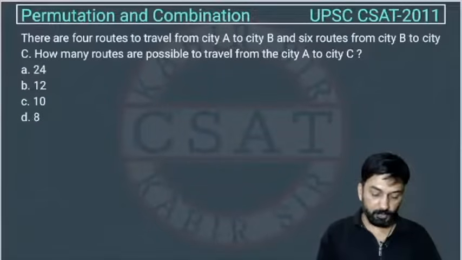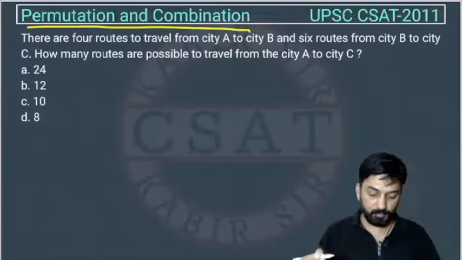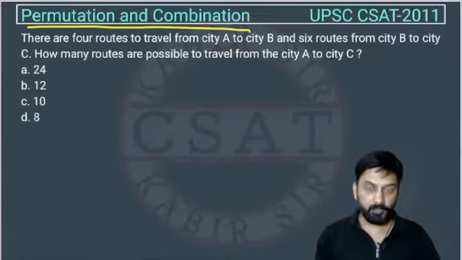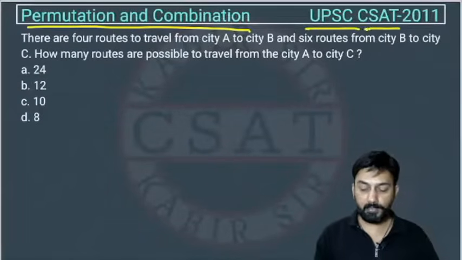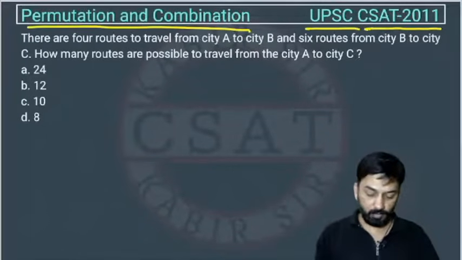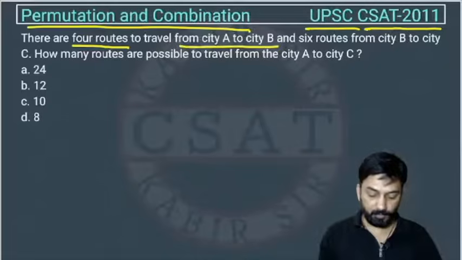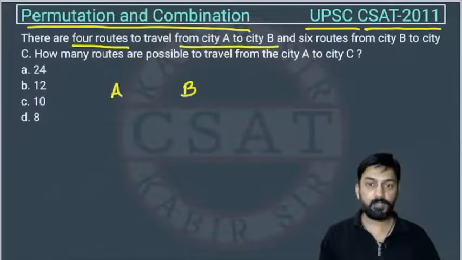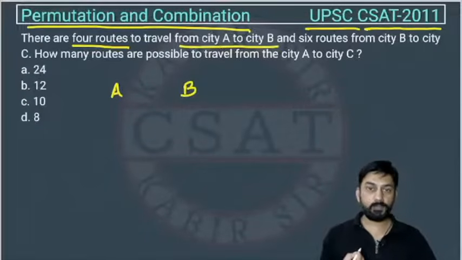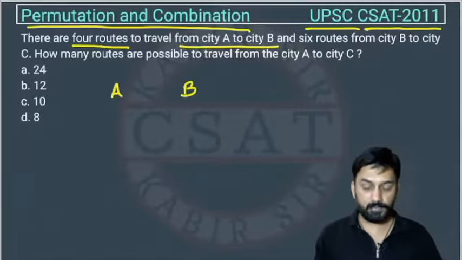So this is a permutation and combination question, taken from the Permutation and Combination chapter, asked by UPSC in the CSAT exam of 2011, right? Questions of this kind almost come every year. There are 4 routes to travel from city A to city B. These route kind of questions are normally asked by UPSC. If you see, every 2 or 3 years they will ask one question, so the frequency is high.